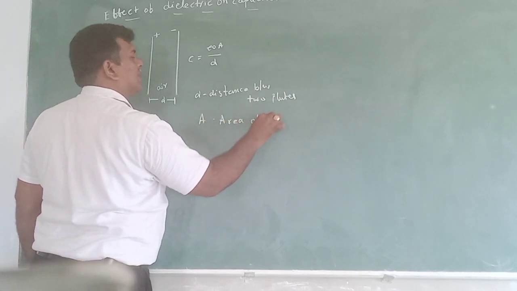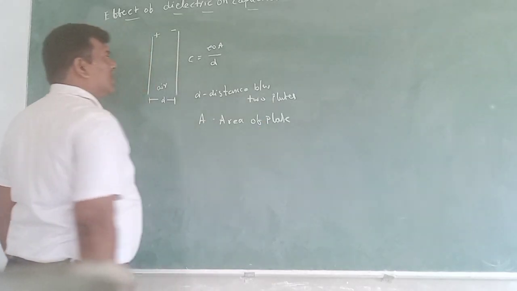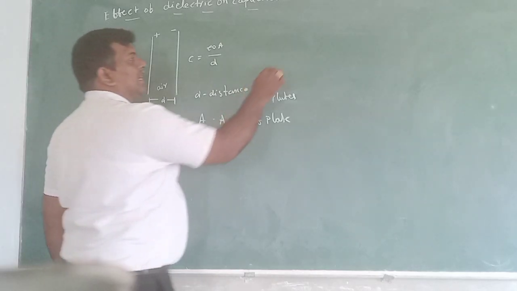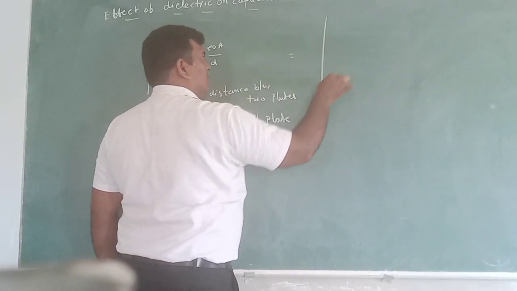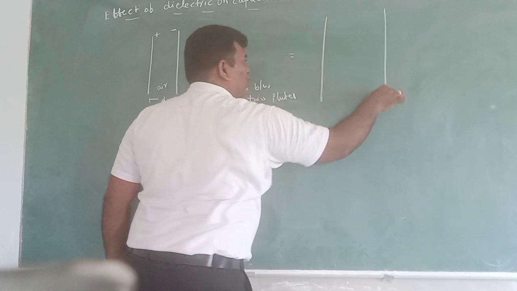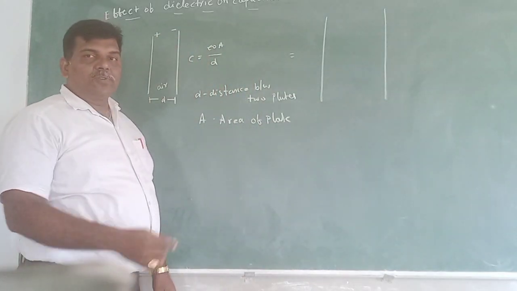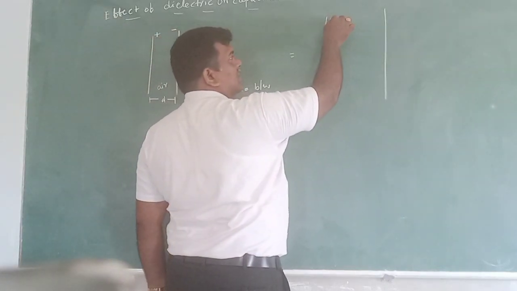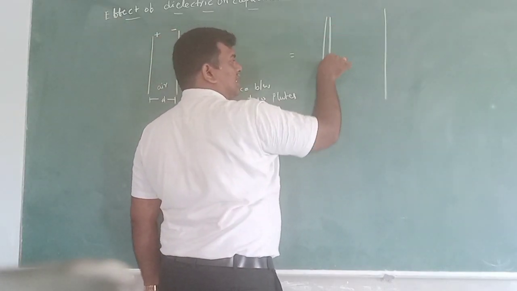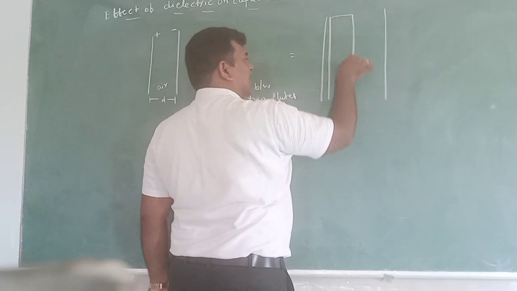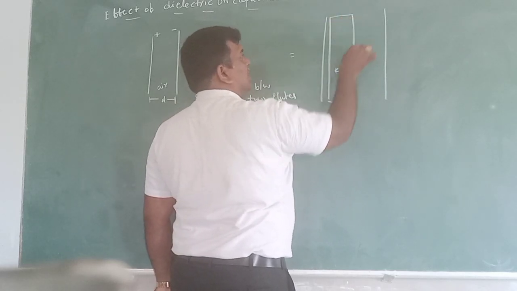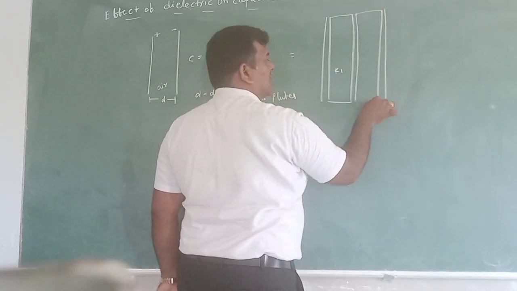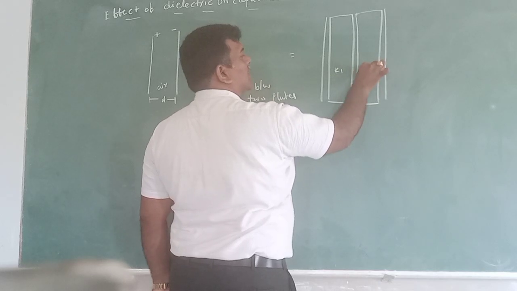Suppose a dielectric, that means an insulator with some dielectric constant, is introduced in between the two plates. How is it introduced? Like this. So this is the K1 dielectric and this is the K2 dielectric. Two dielectrics are introduced in between the two plates.